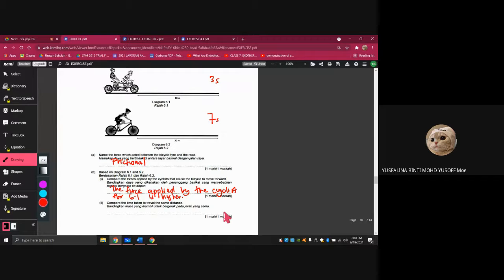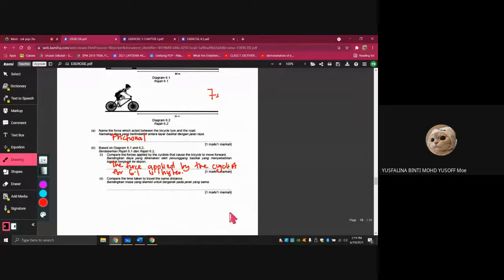And you have to compare the time. The second question asks you to compare the time taken to travel the same distance. Here they already tell you 6.1 is 3 seconds, 6.2 is 7 seconds. So you can say 6.1 takes a shorter time, or you can say 6.2 takes a longer time. Both can be accepted. So this one I will say diagram 6.2 takes longer time to travel the same distance.